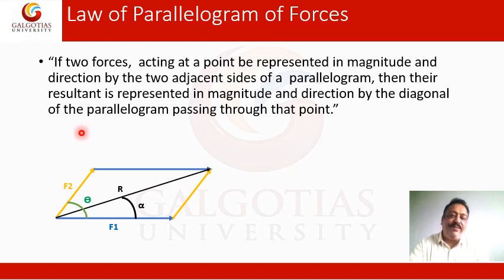So you see we have made a parallelogram from two forces F1 and F2, and the diagonal is giving me the resultant in its direction. The same can be stated in terms of text like this: if two forces acting at a point are represented in magnitude and direction by two adjacent sides of a parallelogram, like the blue and yellow vectors which I am showing here, then their resultant R, the black vector, is represented in magnitude and direction by the diagonal of the parallelogram passing through that point. So this is the law of parallelogram of forces.